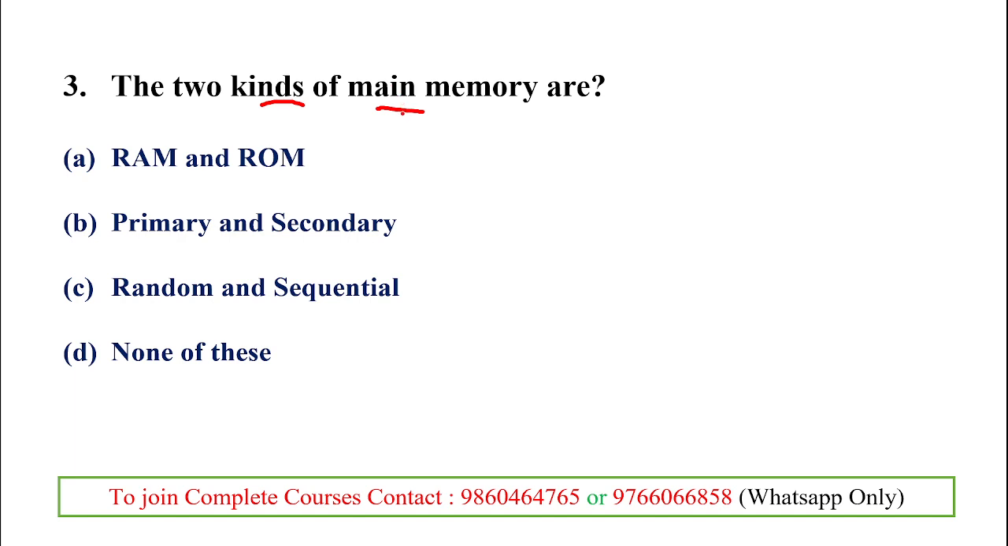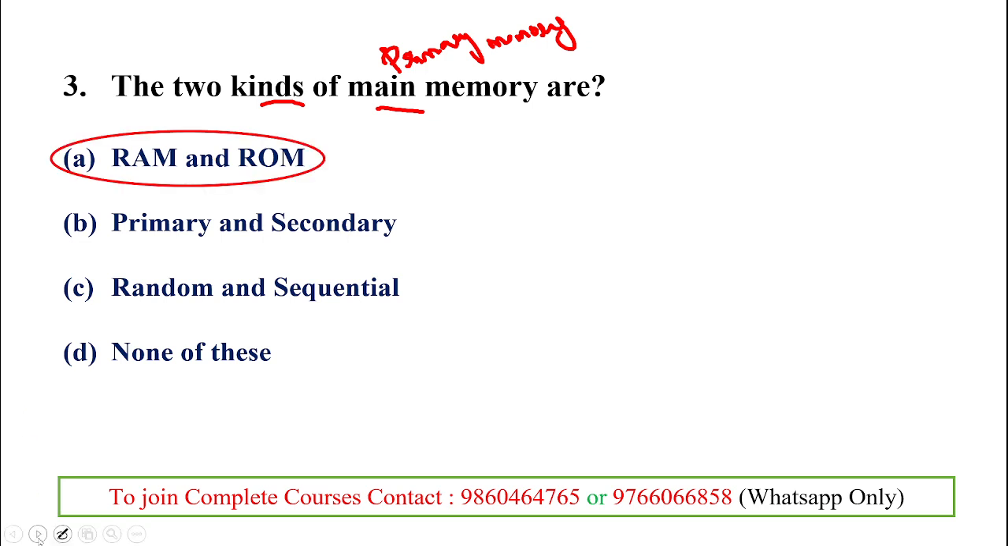Then the next question is related to the two kinds of main memory. Those of you who make mistakes in this question might suddenly think of two kinds of memory, primary and secondary. That's wrong. Here it asks for the two kinds of main memory. Another word for main memory is primary memory. So the two kinds of primary memory or main memory are RAM and ROM, random access memory and read-only memory.